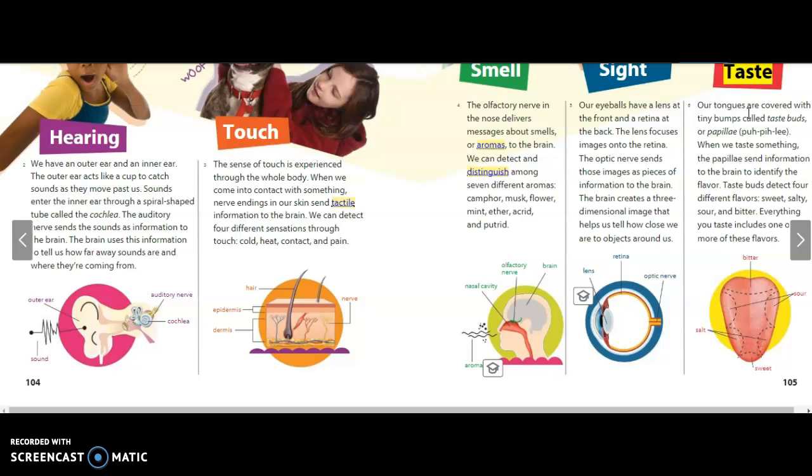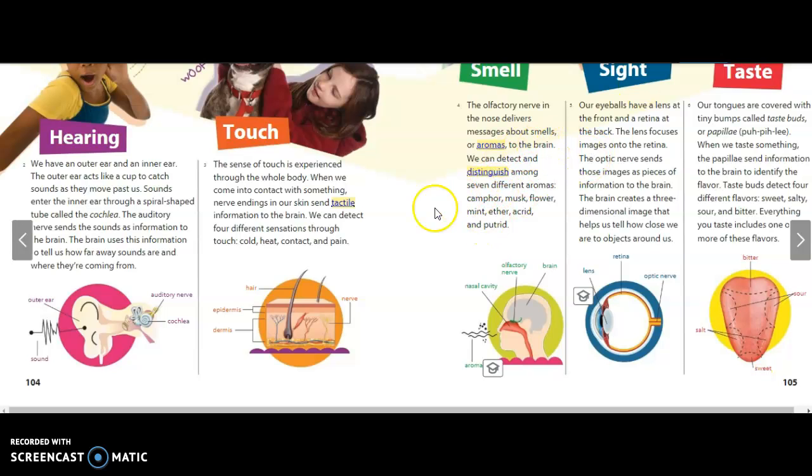Taste. Our tongues are covered with tiny bumps called taste buds or papillae. When we taste something, the papillae send information to the brain to identify the flavor. Taste buds detect 4 different flavors: sweet, salty, sour, and bitter. Everything you taste includes 1 or more of these flavors: salt, bitter, sour, sweet.